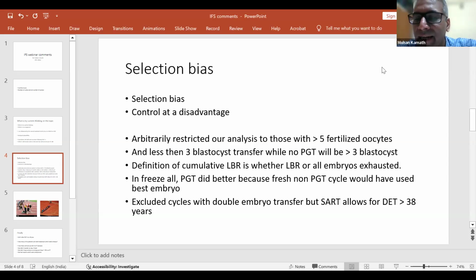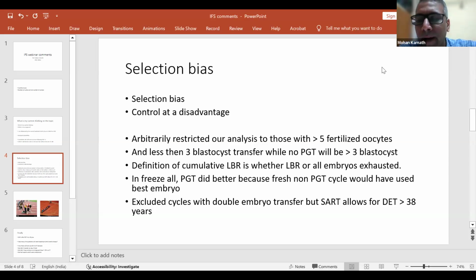They have arbitrarily decided that only patients with greater than 5 fertilized oocytes will be in. That essentially means, at 39 years old, most of the time I get 4 or 5 fertilized oocytes with great difficulty. I don't know about others. I'm happy to share our experience, but Gangaram or any other center, how many of us will get more than 5 fertilized oocytes very often at 39, 40? Very rare. So they have taken off a big chunk of patients whom you would actually offer PGTA. Then they restrict it to only up to 3 blastocyst transfers, very cleverly.